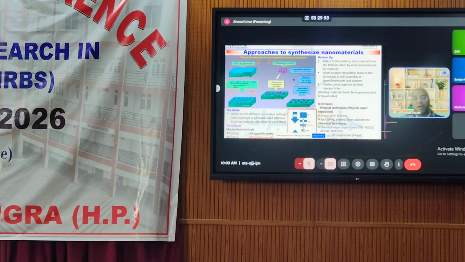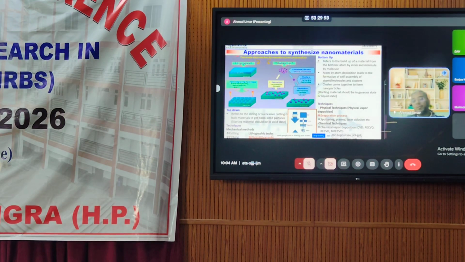There is another technique, the bottom-up technique, which is very famous and widely used. Most people use this bottom-up approach because the top-down approach is relatively very expensive, as most of the techniques used for top-down approaches are very expensive. So normally people use the bottom-up approach to synthesize or prepare nanomaterials.